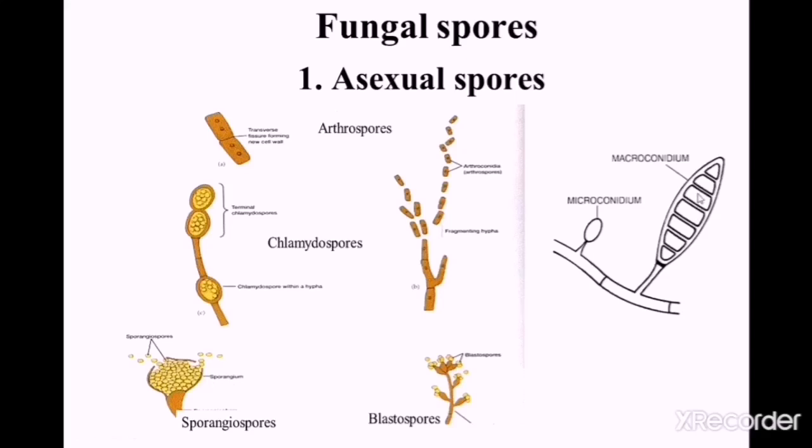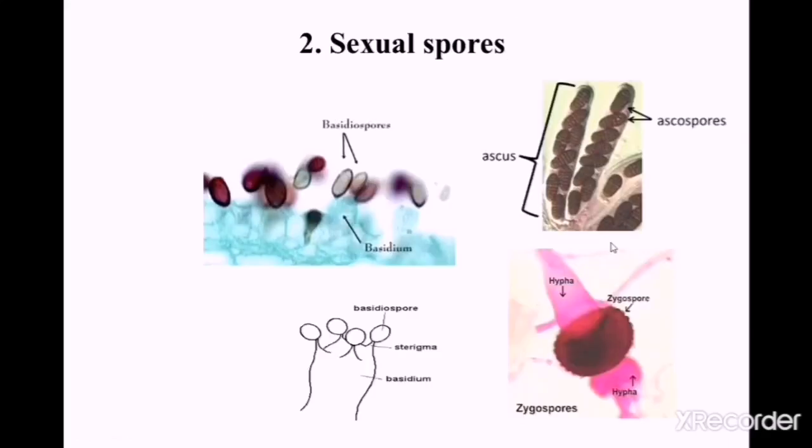Then there are conidia, which are also asexual reproductive structures. They are present on specialized hyphae called conidiophores. There are two types of conidia, macroconidium and microconidium. Sexual spores are formed as a result of the meiosis process. These are ascospores, zygospores, and basidiospores. Zygospores are single large spores with a thick wall. Ascospores are formed within a sac called an ascus.